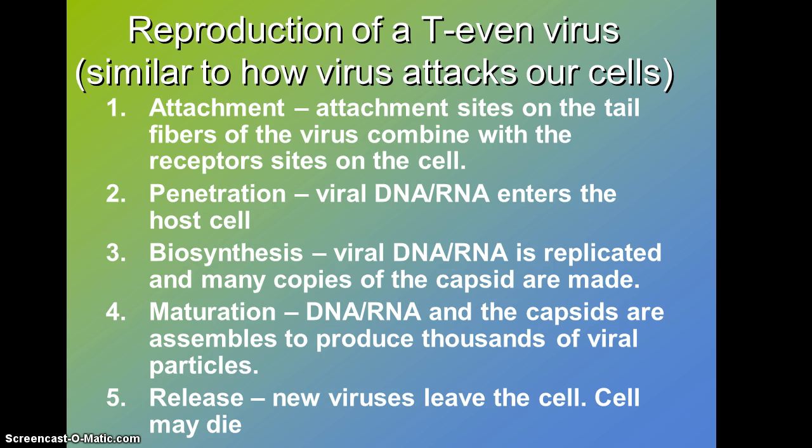And then you have the maturation. The DNA, RNA, and the capsids are assembled to produce thousands of viral particles. And the last part is the release. The new virus leaves the cell, and usually the cell will die. So you had one virus attached to the cell. The DNA gets penetrated. The DNA and capsids are reproduced over and over again. The DNA and capsids are put together, and then you have thousands of viruses being released. And if you remind me, I can show you a couple videos kind of demonstrating this.